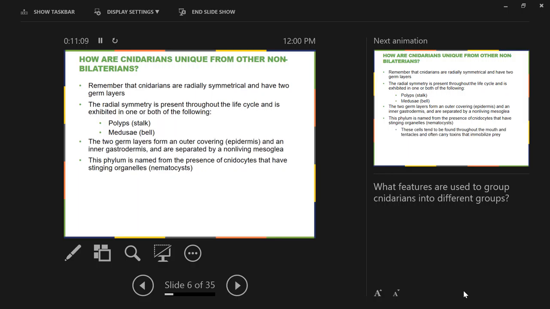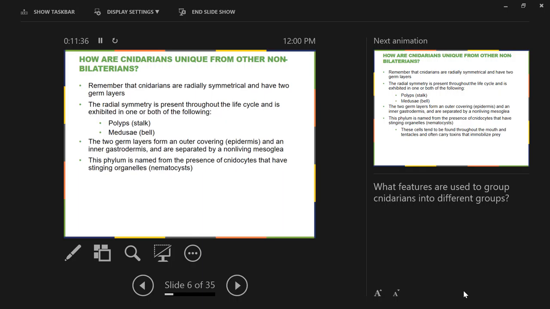All right, so the two germ layers, one forms an outer covering. This would be the ectoderm, forms an outer covering known as an epidermis, and the inner gastrodermis. And then these two are separated by this non-living mesoglea that's gelatinous, which is why we call these jellyfish, which is a misnomer because they are not fish, right? Probably better to call them sea jellies, but they've got that jelly-like structure.